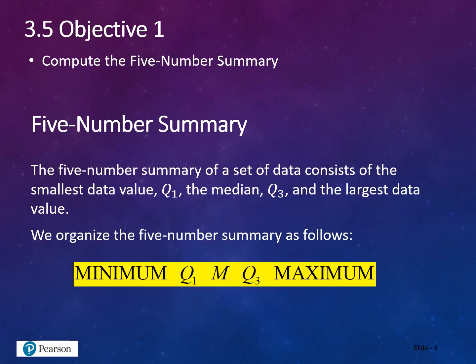So let's look at the 5-number summary. The 5-number summary of a data set consists of data values that are either contained in the data set or calculations that we already know how to do. And so the 5-number summary is the minimum value of data in the data set, quartile 1, the median, quartile 3, and then the maximum value, or the largest data value in the data set. And we simply organize it as a 5-number summary.